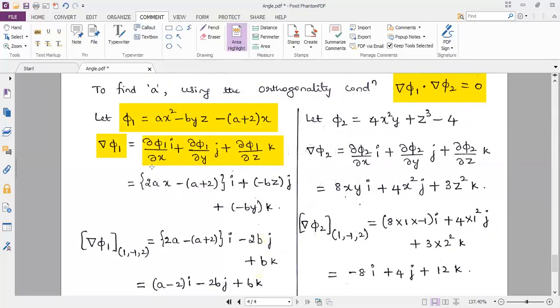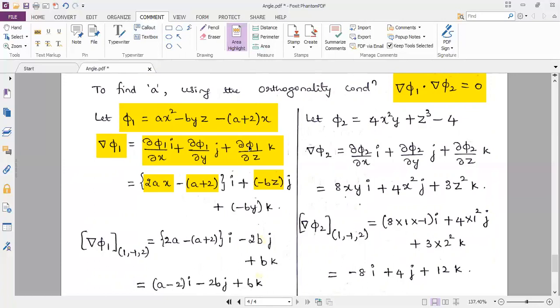Let us differentiate partially with respect to x first. Differentiation of ax² is 2ax. byz is entirely a constant with respect to x, so its differentiation is 0. Minus (a + 2) is a constant. Differentiation of x with respect to x is 1, into i cap. With respect to y, the first term and the last term have differentiation 0 because they are constants. Minus byz differentiation is minus bz, since y differentiation is 1, so minus bz into j cap.